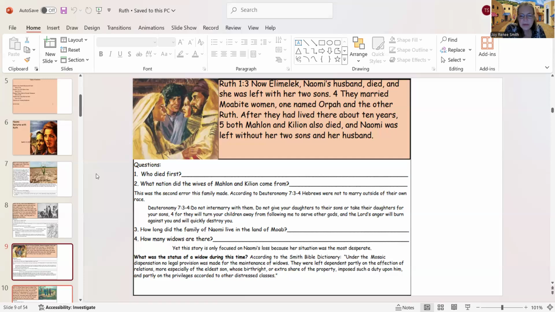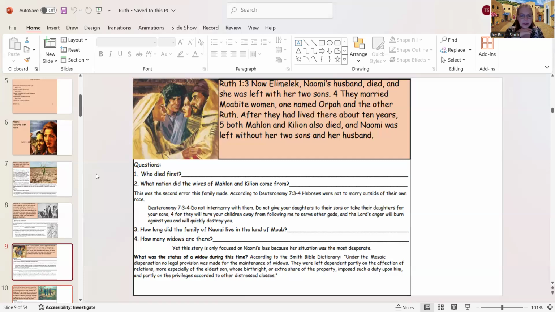How long did the family of Naomi live in the land of Moab? 10 years. How many widows are there? There are 3 widows. Yet this story is only focused on Naomi's loss because her situation was the most desperate. What was the status of a widow during this time?